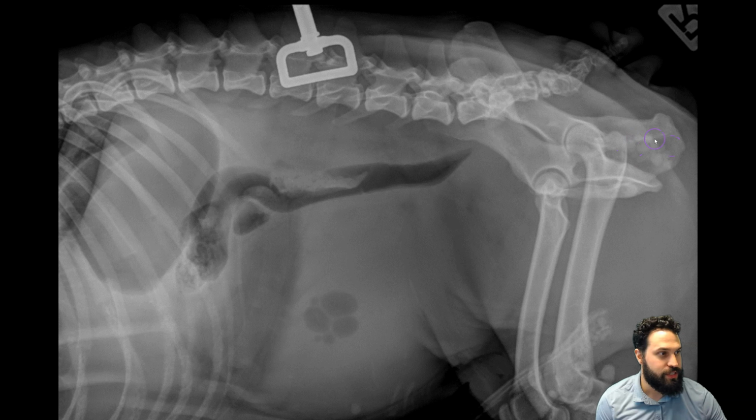The important piece to note here is that the mineral opacities are actually superimposing other bones in this patient. Here we have them superimposing the ischia, and here we have them superimposing the os penis. And this creates a bit of a diagnostic challenge for us. If we're not carefully considering these radiographs and using some other types of projections, which we'll look at in a second, we can sometimes miss these findings.